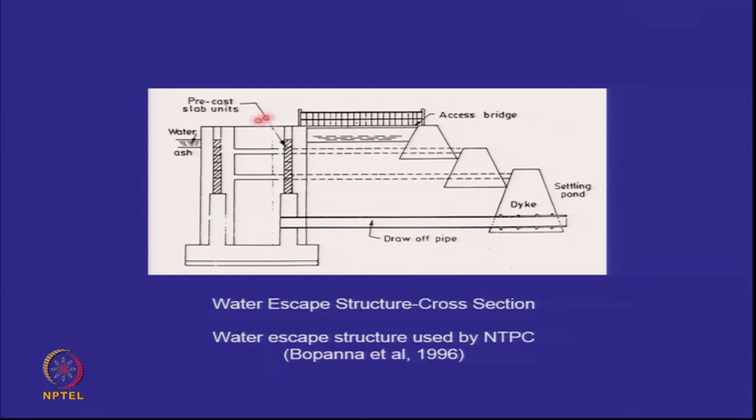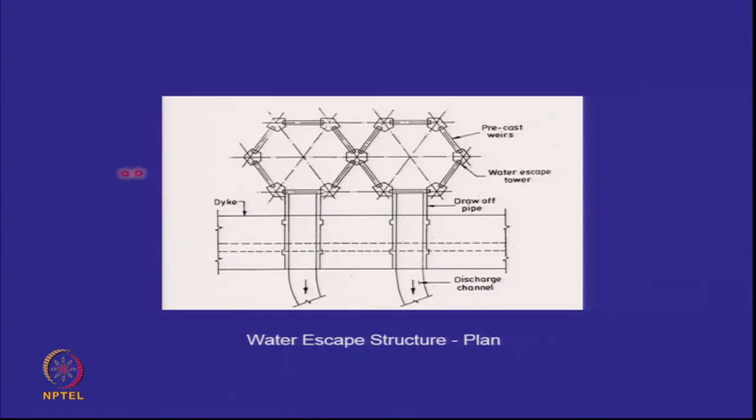Okay. So they keep the water escape structure far away, and you have an access bridge to it, such that at least for 5 raisings it does not get submerged. They don't have ports. These are hexagonal in shape, so this is one water escape structure. Okay.